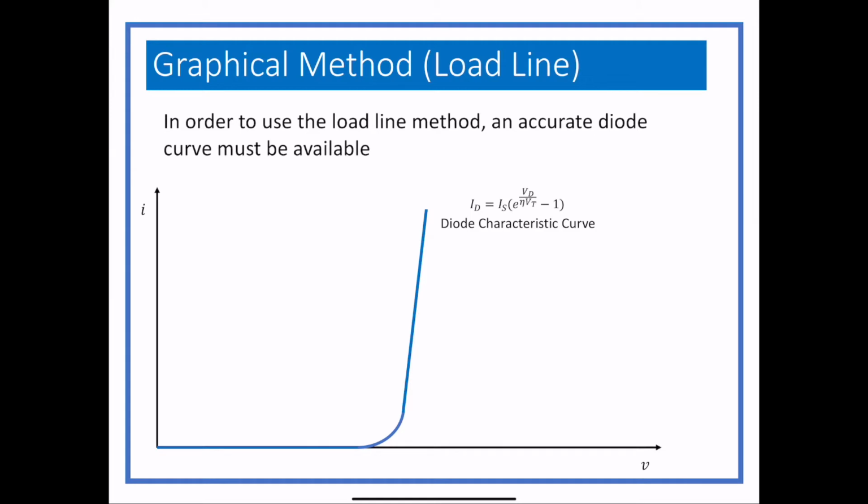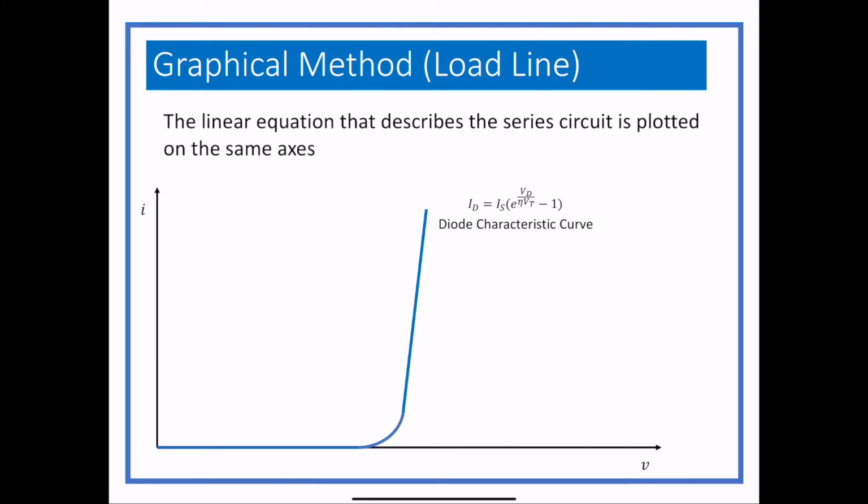This can be done either by graphing it manually, or you can use a curve tracer, which just basically spits out the curve for any given diode when you plug it in. That can be done as well. So we have a characteristic curve for the diode, and then we graph the linear equation on the same axes.